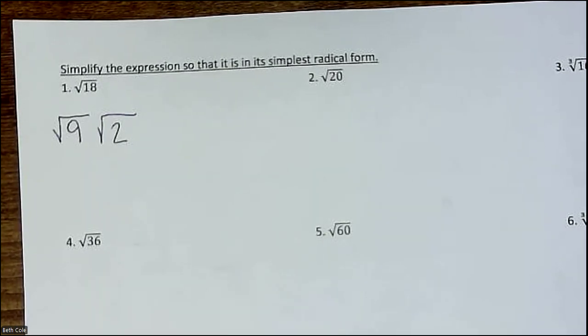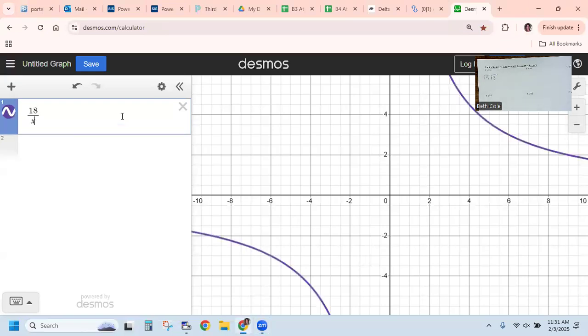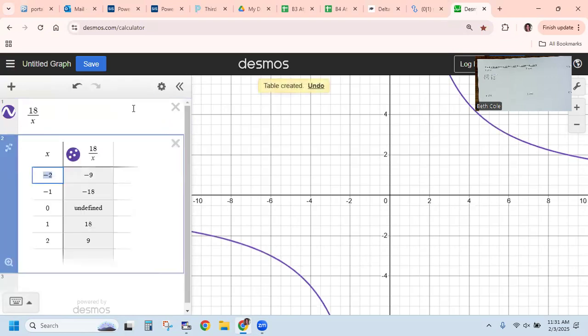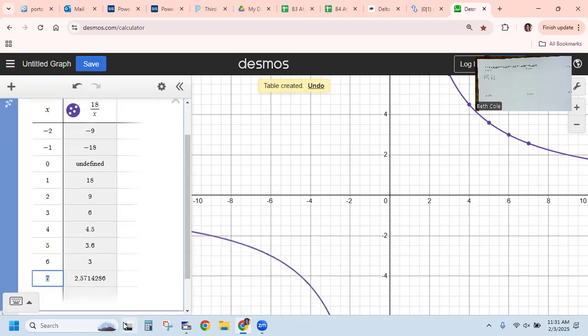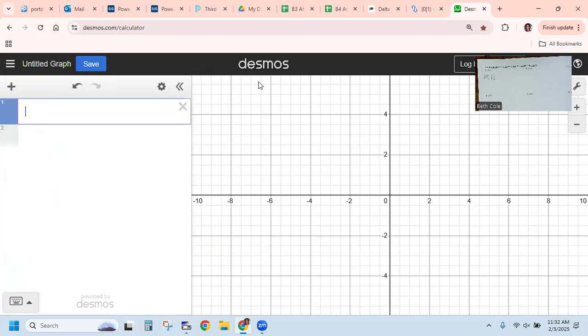Now, if you didn't know it was 9 times 2, I've got you. You're going to take whatever number is in the square root, which in this case is 18. You guys will get good at this too, because you're going to do it for every problem. 18 divided by x. See how I did that? You're going to take this little gear and hit the table. Gear, table. And if you go down to the bottom of the table and just hit enter a few more times, it'll keep generating the table. And then you can find it on there. Do you see right there, 9 times 2? So you can always use your calculator, and you have to clear this out every time you start a new one.